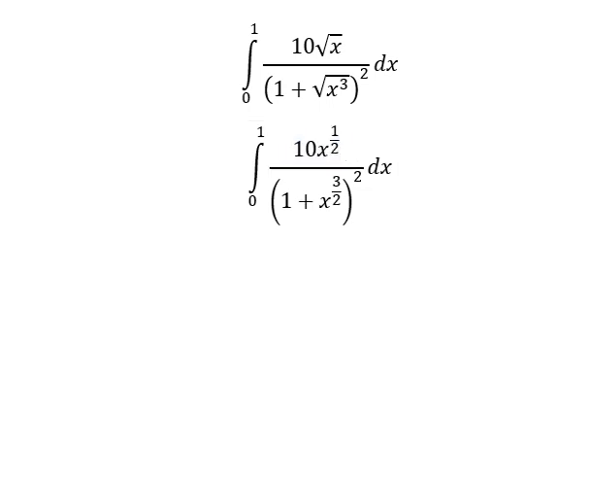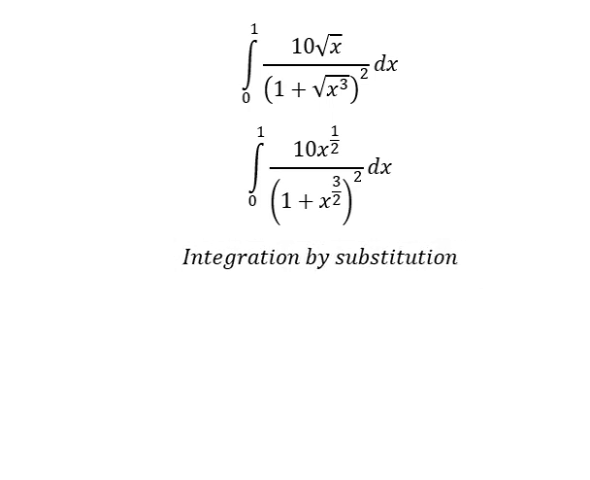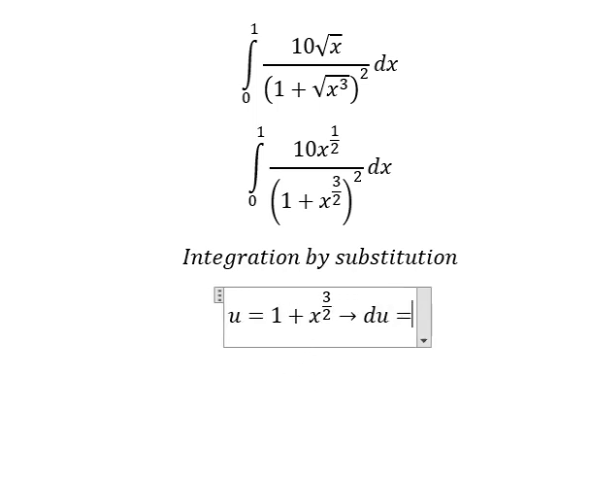Next, we need to use integration by substitution. So I will put u equals to this one. Later that, we need to do first the derivative for both sides.